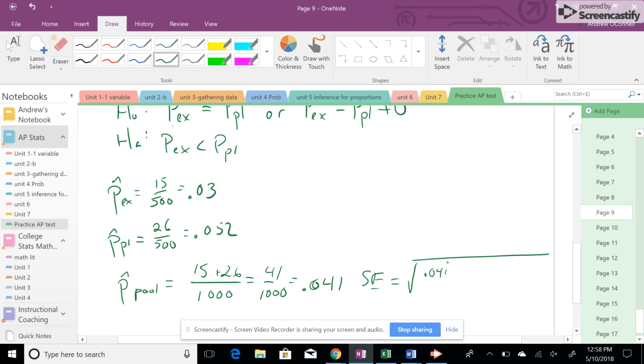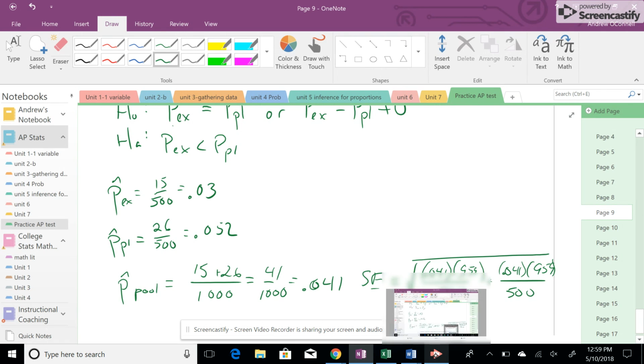So 0.041, 1 minus 0.041 is 0.959, over 500, over 500. Yeah, I recognize those are the same. I'm actually writing it all out because you don't know that these sample sizes are going to be the same in the future.